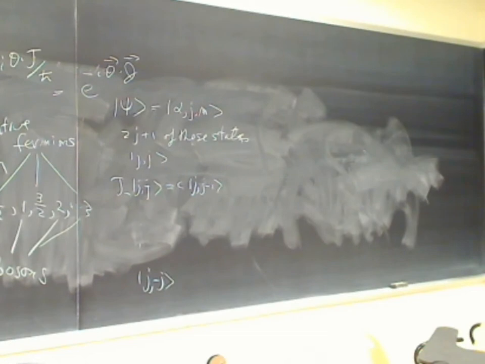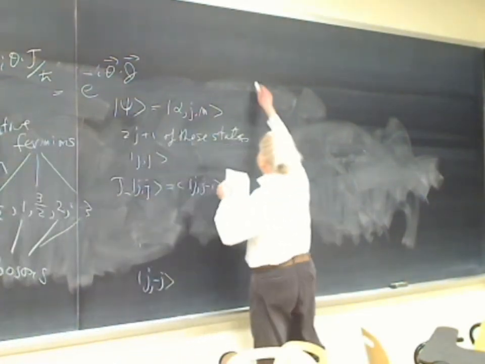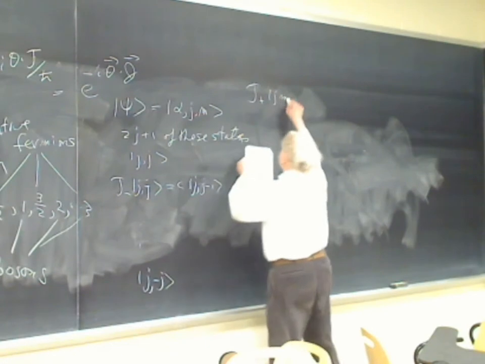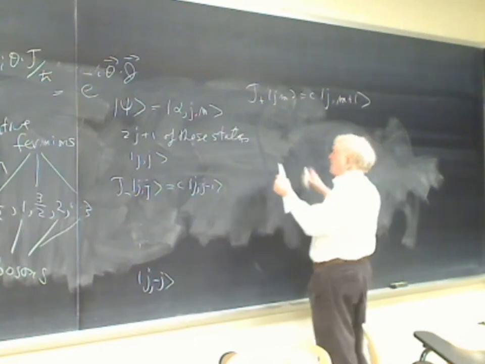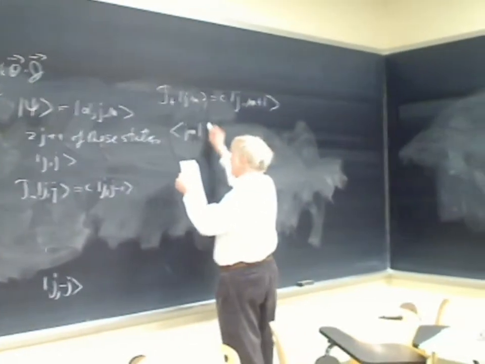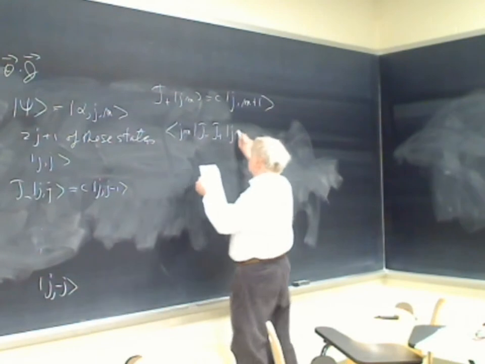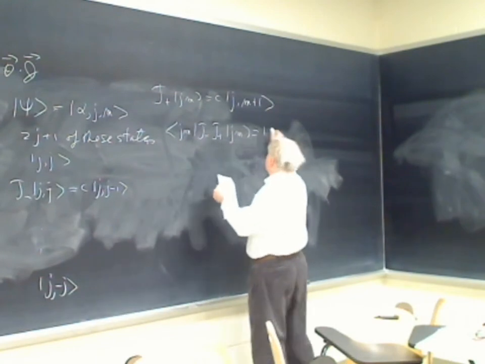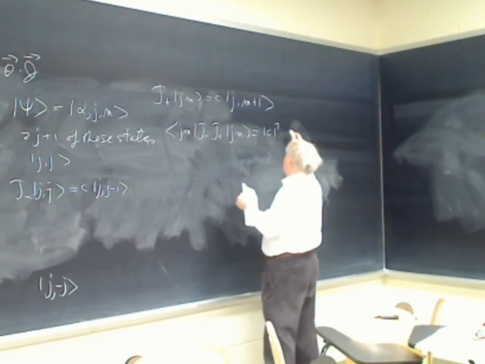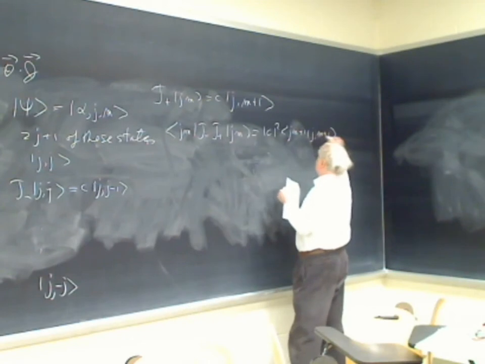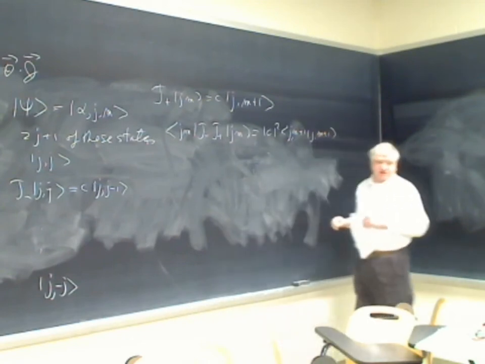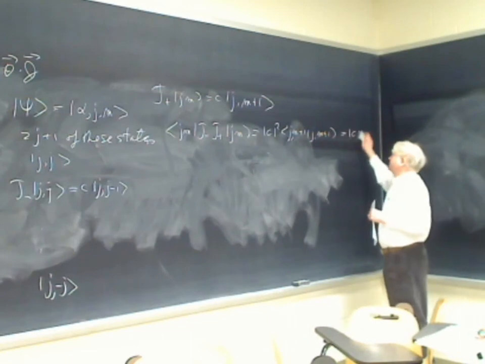All right, now a little bit about that normalization. Let's just write this down. J plus acting on |j,m> is some constant times |j, m+1>. So what's the constant? Well, <j,m|J minus J plus|j,m> is going to be the absolute value of c squared times <j,m+1|j,m+1>. But these states we're going to take to be normalized, and so this is just equal to c squared.